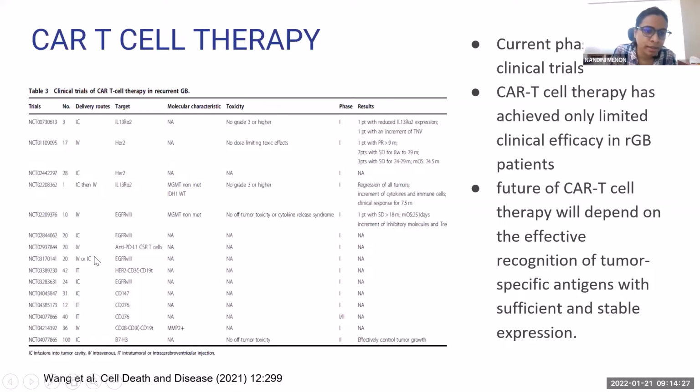Some studies where EGFR variant 3 targeted CARs were used, they found that the loss of the EGFR variant 3 expression led to the failure of this CAR therapy. So this is a major limitation. Some HER2 targeted CARs showed some benefit in some patients, but it was not sustained. We don't have the full results of these studies. So in the future, these therapies may be developed for glioblastoma, but we still need to await the results of all these ongoing studies.